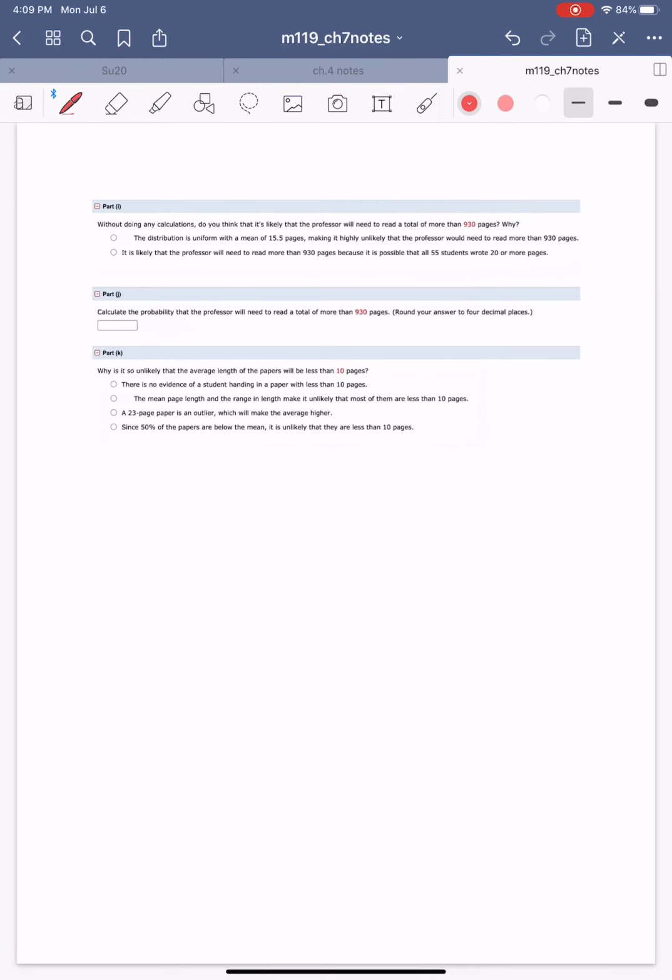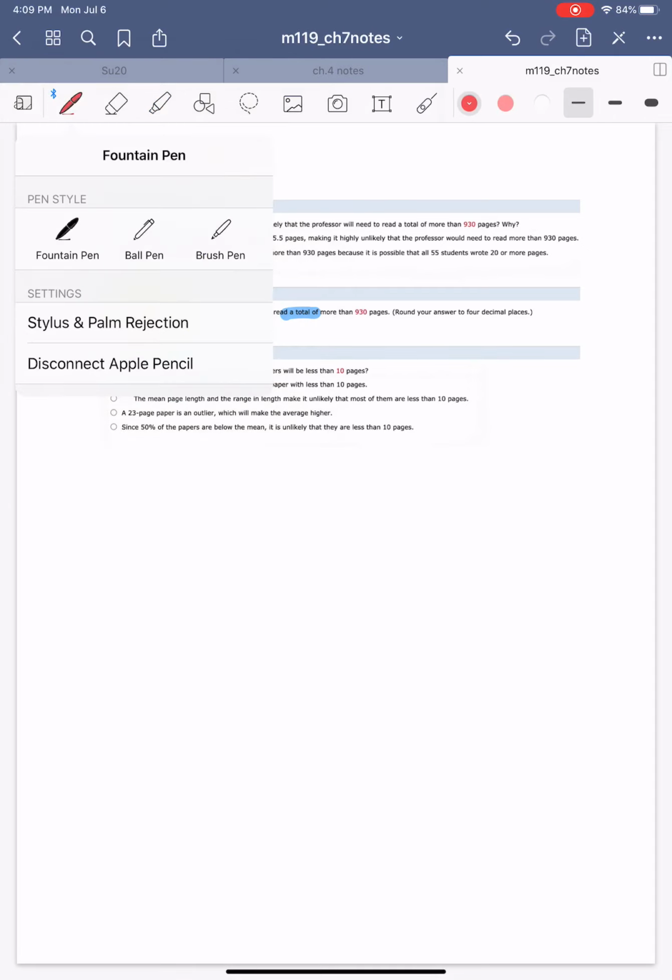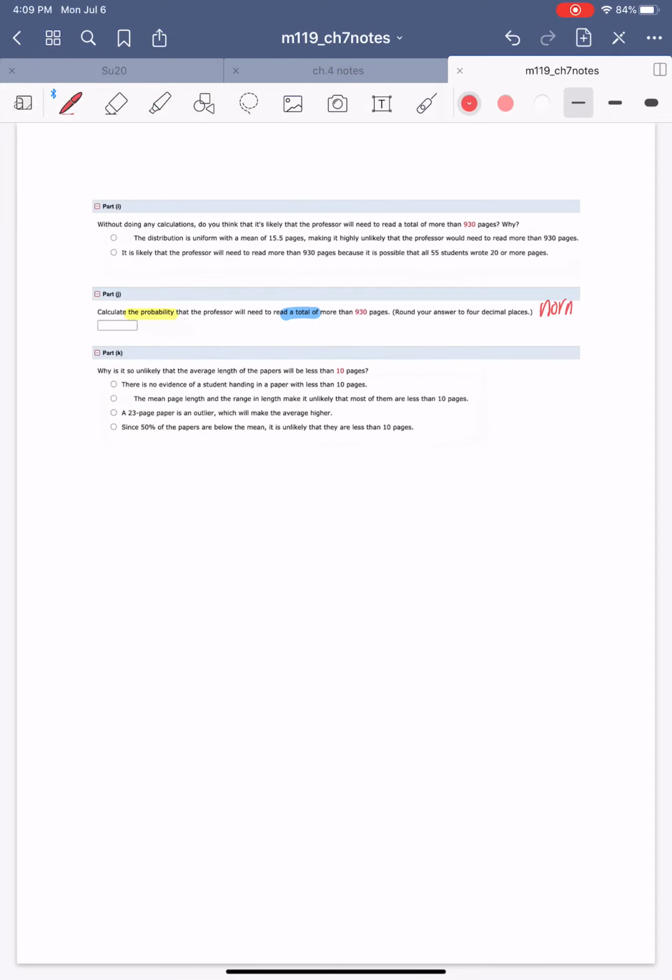Let me do J first and go back to I and K because I want to do all the calculation first and then do the interpretation afterwards. Calculate the probability that the professor needs to read total. Okay, again, look for the 2 keywords. Probability, I'm calculating the probability, and I am doing the sum. So this is normal CDF with what?